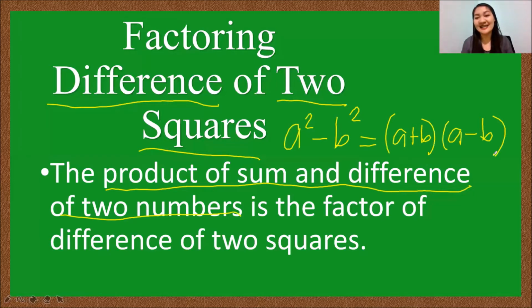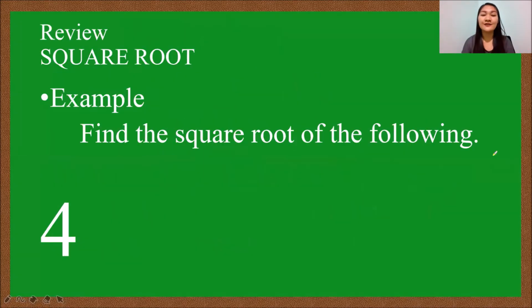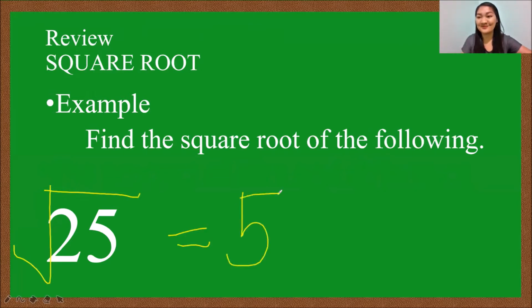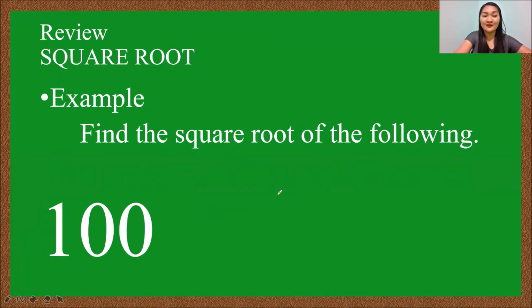To better understand this topic, let's find the square root of the following numbers. What is the square root of 4? Yes, the square root of 4 is 2 because 2 times 2 is 4. And then, what is the square root of 25? The square root of 25 is 5. And then, what is the square root of 100? The square root of 100 is 10.